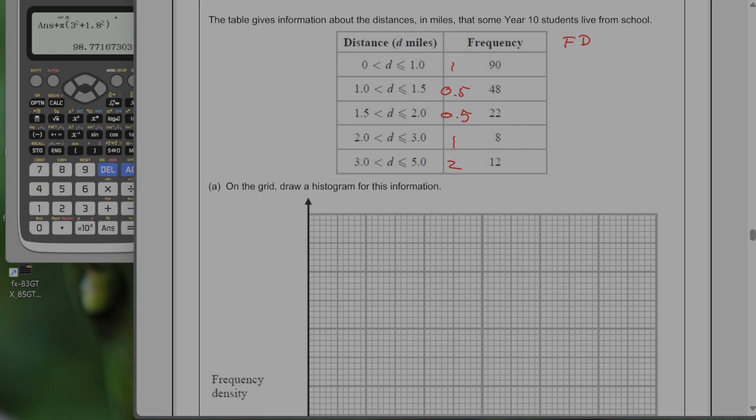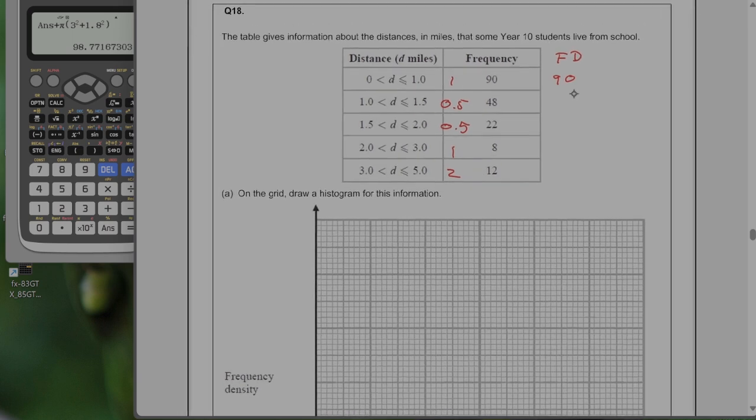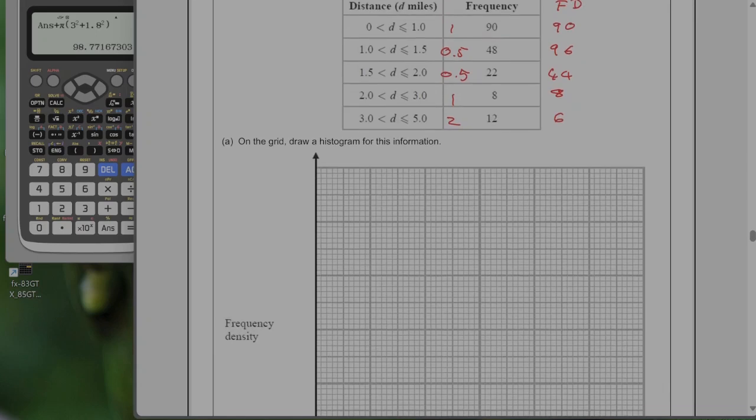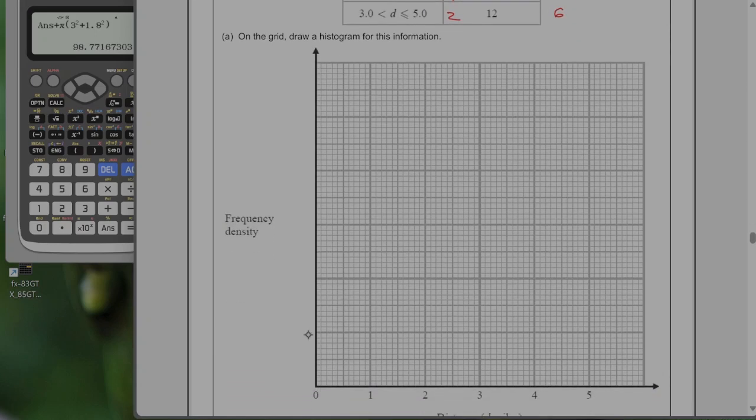So my frequency density is frequency divided by width. So 90 divided by 1 is 90. 48 divided by 0.5 is the same as 48 times by 2. So that's going to be 96. 22 divided by 0.5 is going to be 44. 8 and then 12 divided by 2 is going to give me 6. All right. So we want to go up to 100 really. So let's see how many squares we've got. 1, 2, 3, 4, 5. 5's are reasonable, so we're going to go up in 20s. So 20, 40, 60, 80, 100.